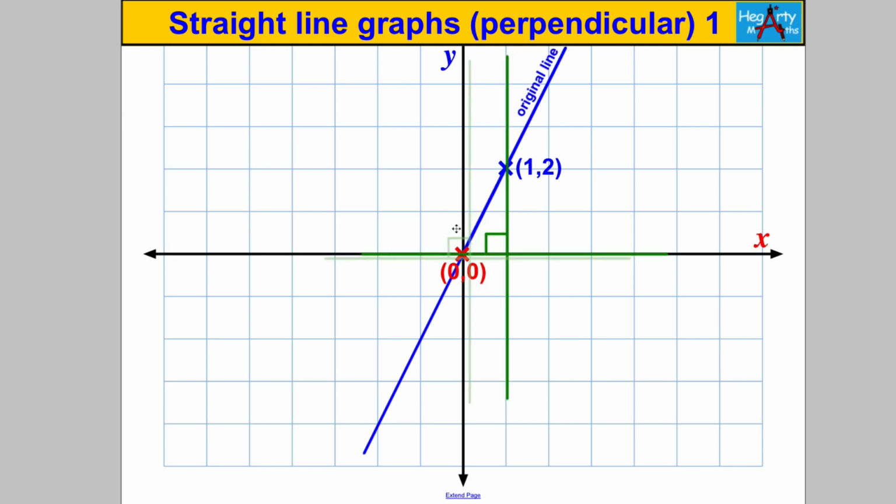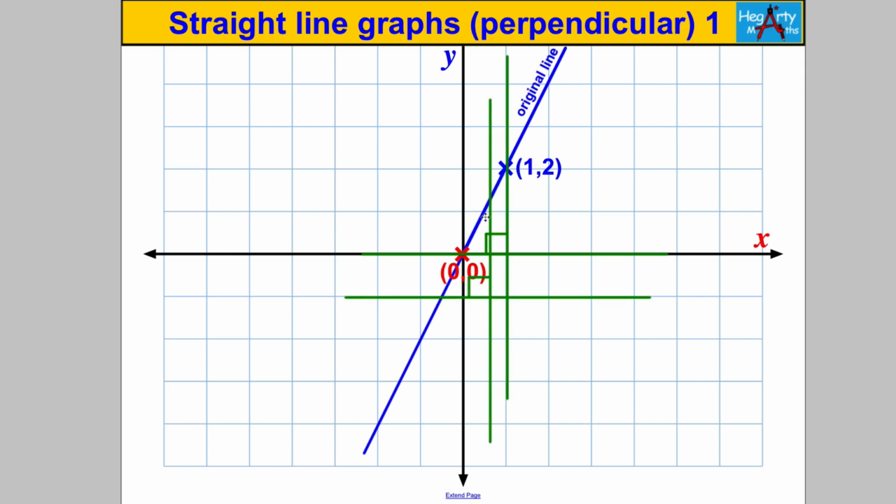So can you imagine that is like there? Now, I've got my original line and I'm trying to draw a line perpendicular to it. So I know these two are certainly perpendicular to each other, right? Because they're like the x and the y axis.